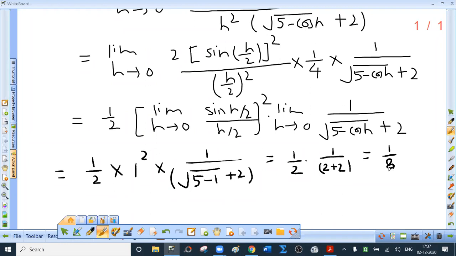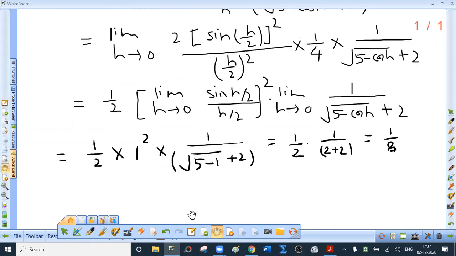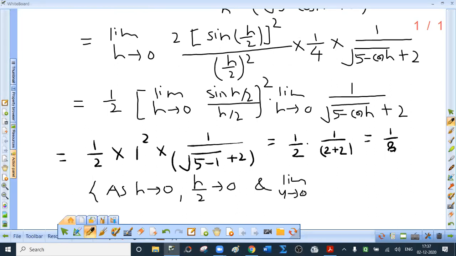Right. Now, you have to mention this: as h tends to 0, h by 2 tends to 0, and limit y tends to 0, sin y upon y is nothing but 1. Right. So the final answer is 1 upon 8.